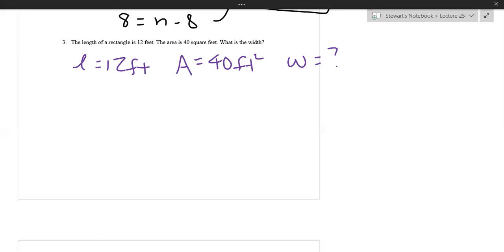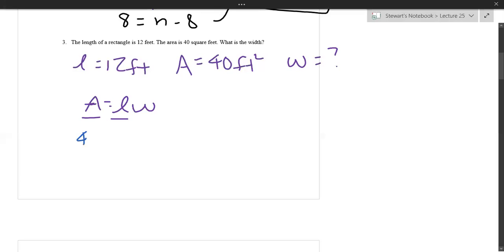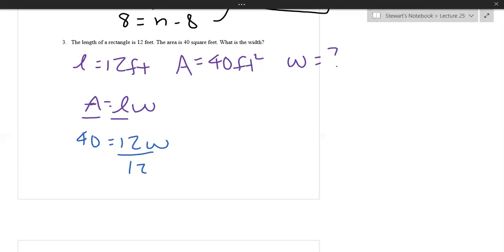Well, let's think. We know that the area of a rectangle is length times width. We have the area and we have the length, and we need to know what the width is. So that works out for us because now we can plug all those things in. So now we have 40, because that's the area, is equal to 12W. Now we just have to divide by 12 on both sides.